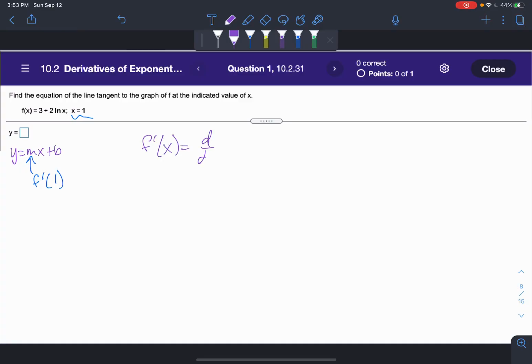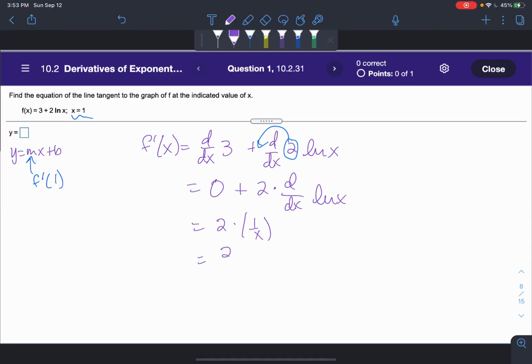So that'd be d dx of 3 plus d dx of 2 natural log x. So my derivative of 3 is just 0. And then we can pull that constant out, 2. So 2 times the derivative of natural log of x. And so this becomes 2 times 1 over x, or just 2 over x. And then we want to find f prime of 1, so we just plug in 1 into our derivative and we get 2. So then our tangent line looks like y equals 2x plus b.